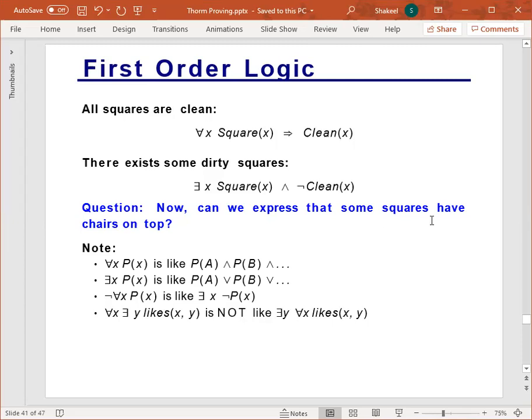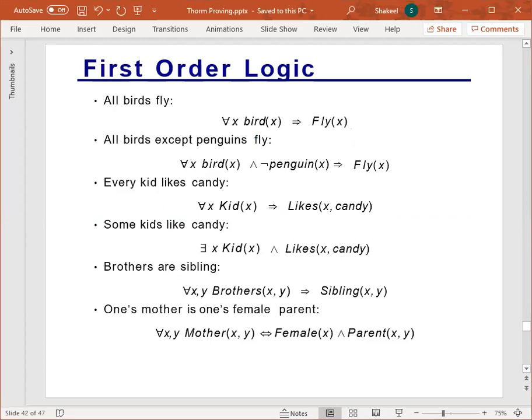How now can we express that some squares have chairs on top? So here are a few examples using first order logic. For example, all birds fly. You could write: for all x, bird of x then fly of x. To express that all birds fly, except penguins, you could write: for all x, bird of x and not penguin of x then fly of x.